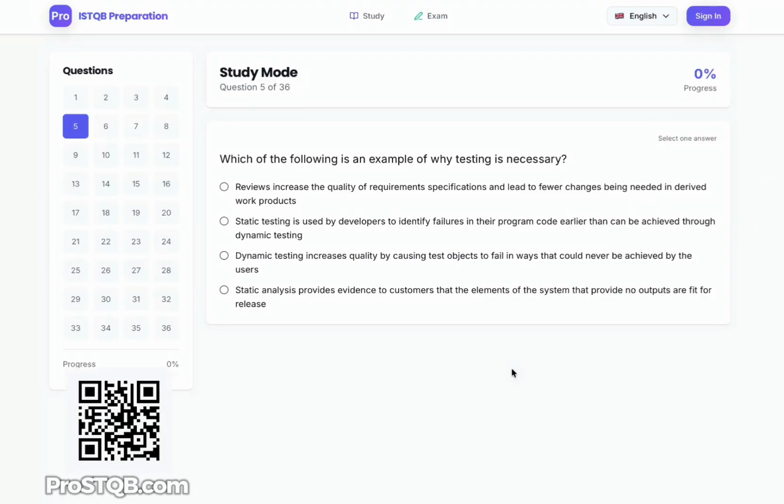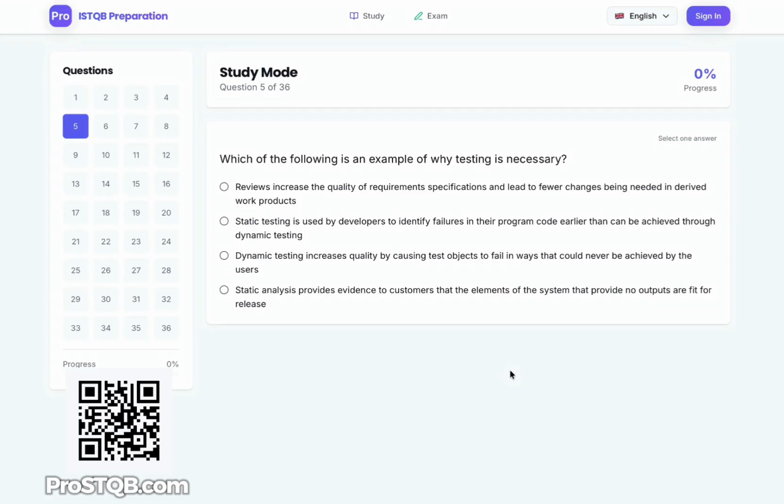Let's start with the first question. Which of the following is an example of why testing is necessary? This question is all about spotting incorrect terminology. Before reading the answers, notice the wording. An example of why testing is necessary. We're looking for a real benefit that testing provides, not something that merely sounds technical. Let's go through the options.